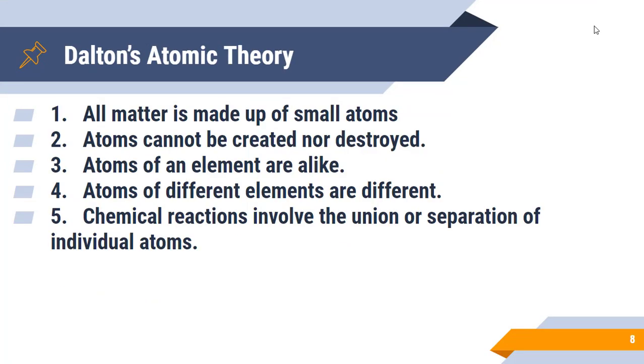So Dalton's atomic theory is pretty straightforward. He basically stated that all matter is made up of small atoms. Atoms cannot be created nor destroyed. Atoms of an element are alike, and atoms of different elements are going to be different from one another in some way, shape, or form. Chemical reactions involve the union or separation of individual atoms, and what's interesting is that most of this still reigns true today, even though it was postulated in the early 1800s.